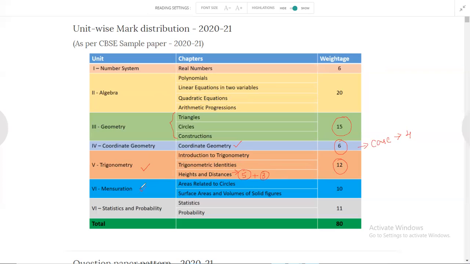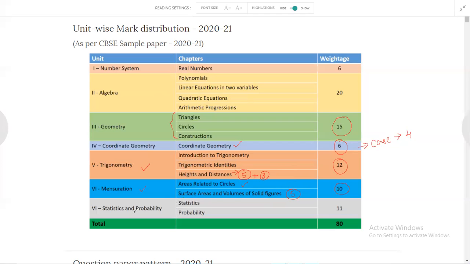Now the next unit, mensuration. There are 2 chapters: areas related to circles, and surface areas and volumes of solid figures. The total weightage is 10 marks, out of which one 5-mark question will be from surface areas and volumes of solid figures. For the remaining 5 marks, there can be one question from either chapter, 2 questions from one chapter, or 1 from each. It can be distributed in that way, maybe 5 plus 5, or there may be slight changes.